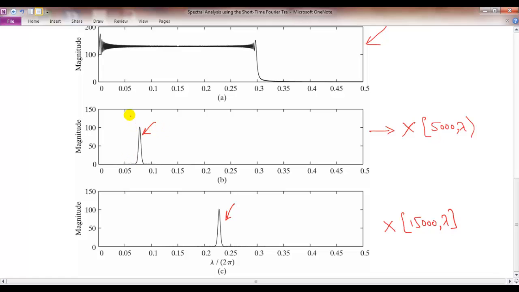Rather than saying, oh, my signal consists of all frequencies between 0 and 0.3, you can now make this time variant frequency decision. My signal at this time had these many frequencies. My signal at n equal to 5,000 had these frequencies, and it had no frequencies, for example, close to 0 or close to 0.3. At n equal to 15,000, my signal had frequencies which were between 0.2 and 0.25, and it had no other frequencies. Okay. That's what the short time Fourier transform helps us accomplish.